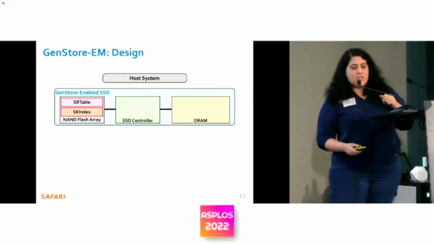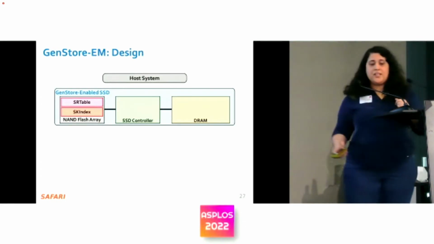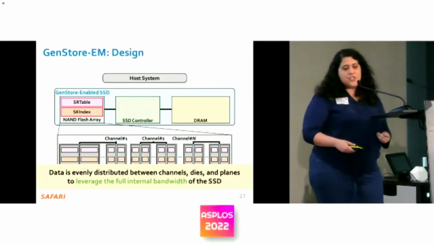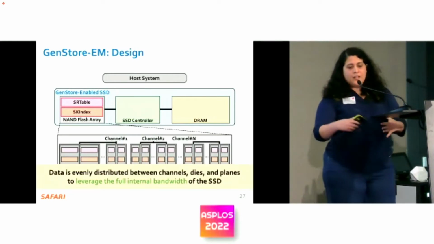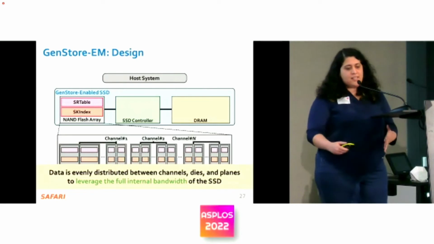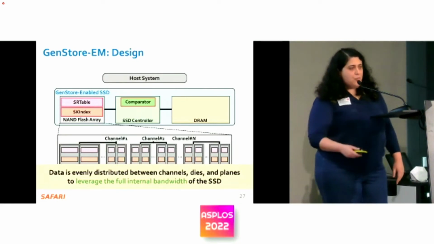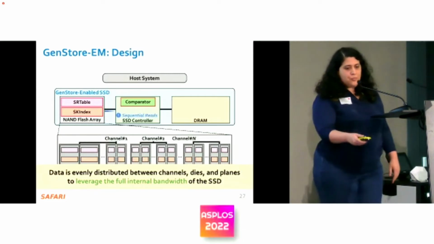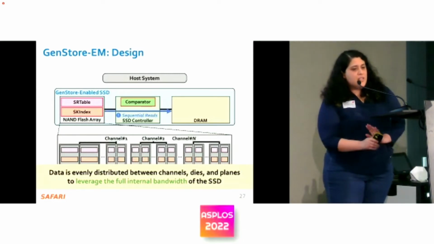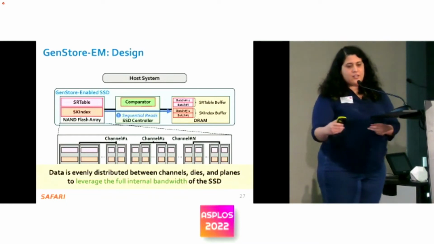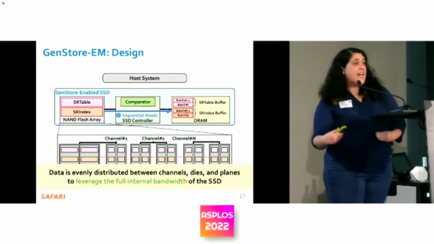So we store these two data structures, the sorted read table and the sorted k-mer index, in the NAND flash arrays, and these are evenly distributed between different channels, dies, and planes, and leverage the full internal bandwidth of the SSD. And we have a comparator logic inside the SSD controller. So in the first step, we just sequentially scan these data structures in a batched manner and write them in small batches in the DRAM inside the SSD.